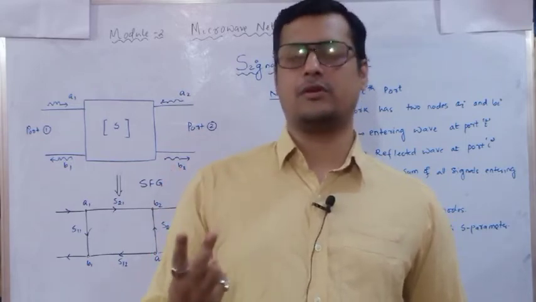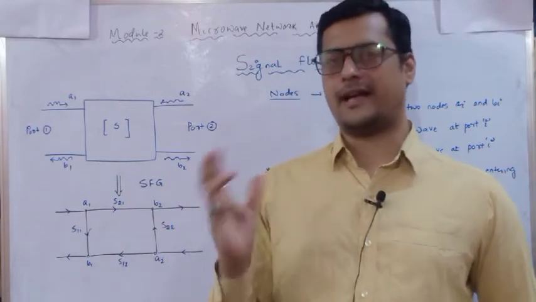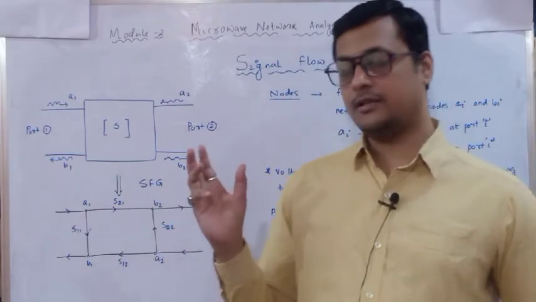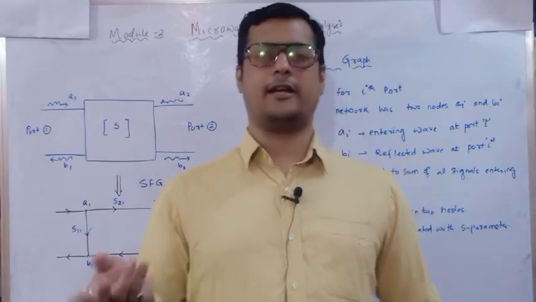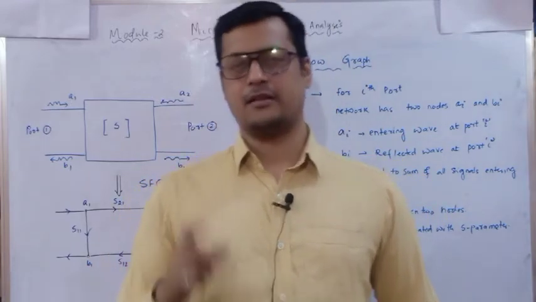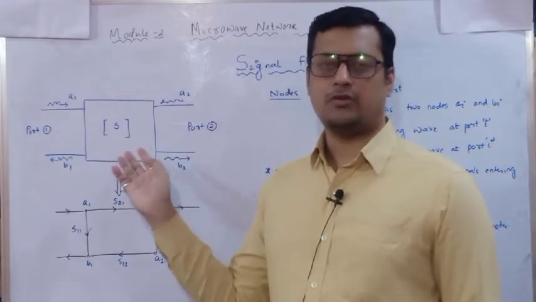If it is a 2-port network, 4 parameters will be there. If it is a 3-port network, 9 parameters will be there. If it is a 4-port network, then 16 parameters will be there. All are n cross n dimension. So first let me discuss the 2-port device.